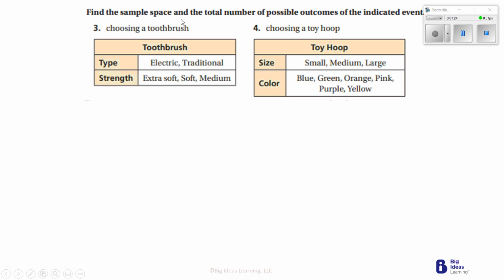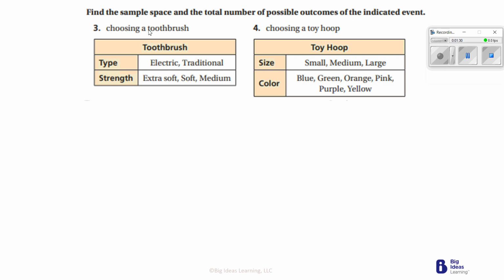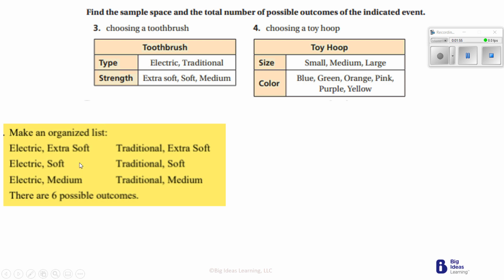Number 3 says find the sample space and the total number of possible outcomes of the indicated event. All right, so the possible outcome says choosing a toothbrush. It says type, electric and traditional, and the strength is extra soft, soft, and medium. When we find a sample space and the total number of possible outcomes, we have to remember we're going to make an organized list.